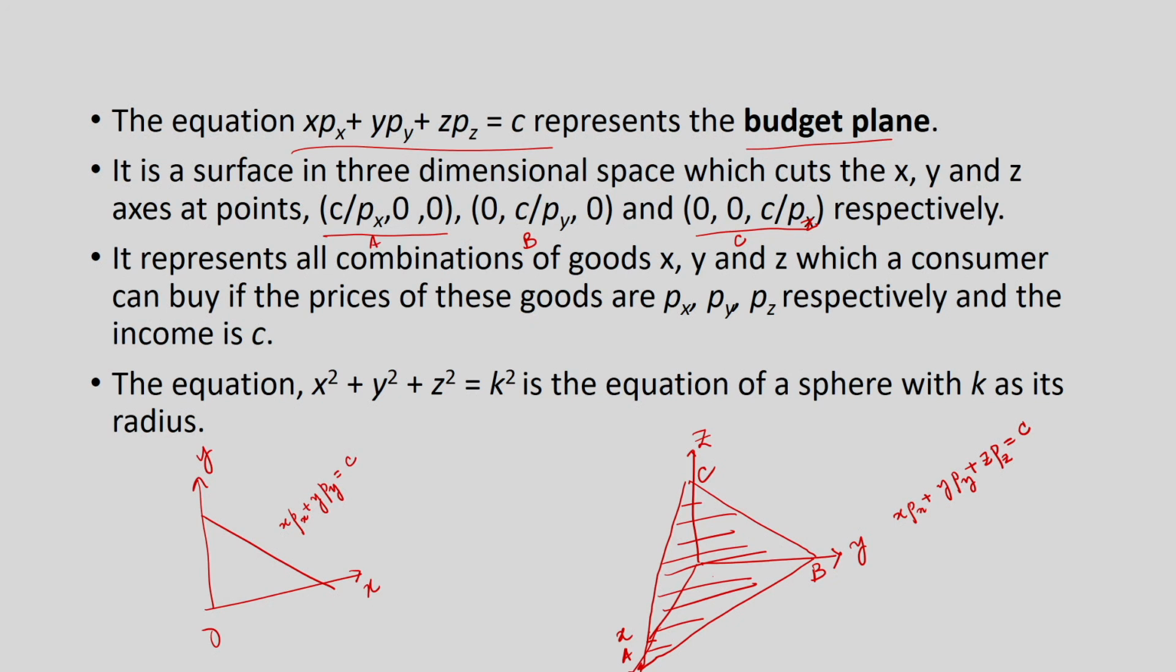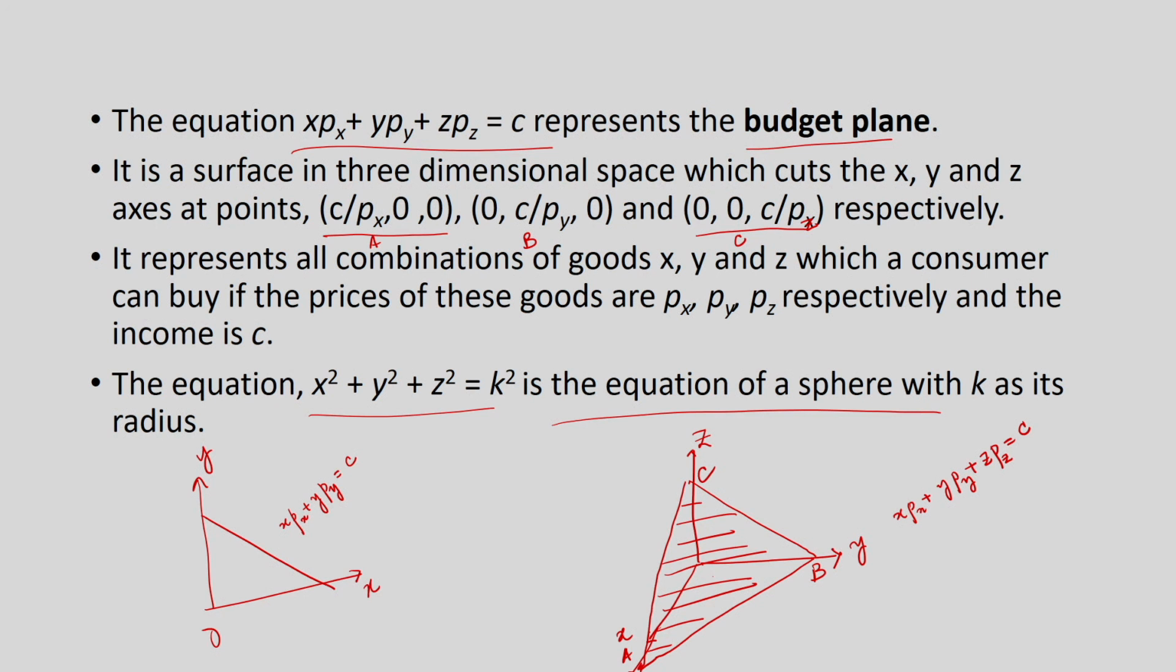So, it represents all combinations of goods x, y and z which a consumer can buy if the prices of these goods are p x, p y, p z respectively and the income is C. So, this is one equation. Now, we talk about a more complicated equation. Here you do not have power 1, but now we have squares, that is the power is 2. So, suppose you take this equation: x square plus y square plus z square is equal to k square, and we are saying this is the equation of a sphere with k as its radius.